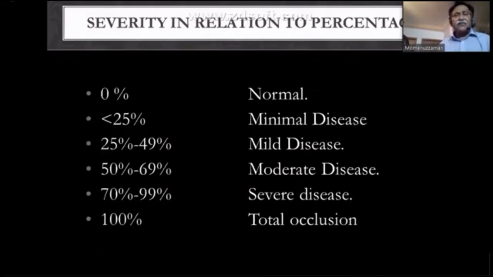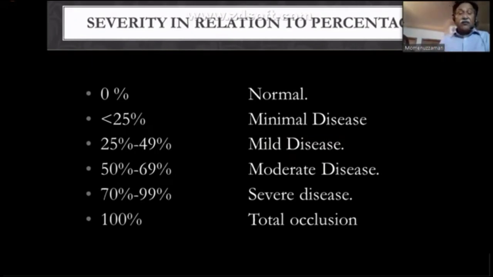In general, we use percentages to describe the severity of the lesion. This is something to identify or grade the severity of the disease. If there is no blockage, it is normal. There is minimal disease if it is less than 25%. If it is up to 49%, we call it mild disease. If it is 50 to 69, it is moderate disease. And if it is more than 70, it is severe disease. And if it is 100%, it is total occlusion.